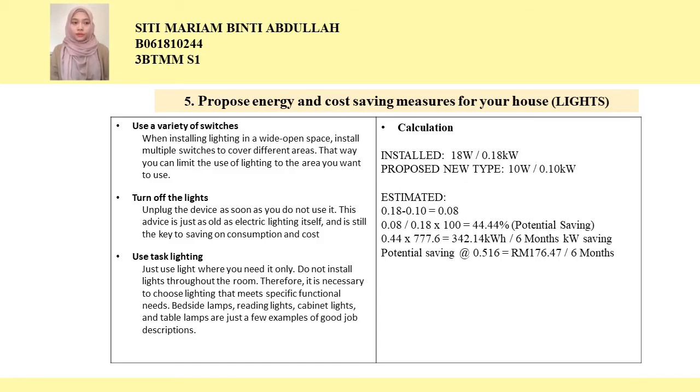For number 5, the proposed energy and cost saving measure for your house, I choose lighting. The first one is to use a variety of switches. When installing lighting in a wide open space, install multiple switches to cover different areas. That way you can limit the use of lighting to the area you want to use.